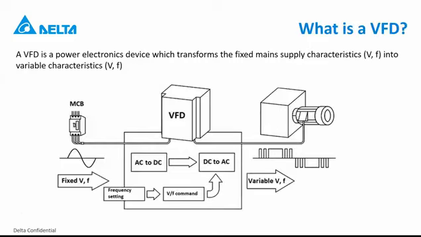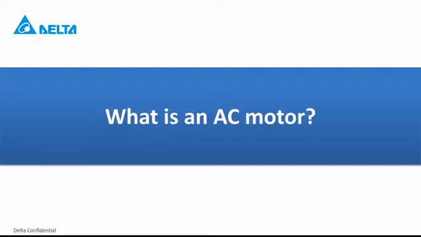There are, I think, over 100 functions within a drive, but the fundamental one for which we call them variable frequency drives is because they take the fixed characteristics of the electrical grid and turn them into controllable characteristics. They take the fixed voltage and frequency, and on the output you can control the amount of voltage and the frequency that you put onto a motor.